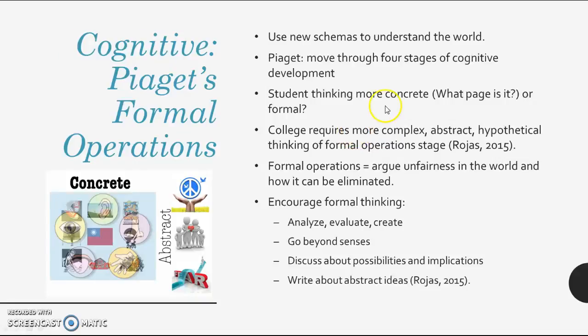Maybe they were encouraged to do more rote learning about maybe defining terms and things of that sort, whereas college requires students to think critically about topics, come up with their own ideas, all right? So if a student is stuck or more comfortable with concrete learning, maybe they might say something like, well, what page is the answer on?